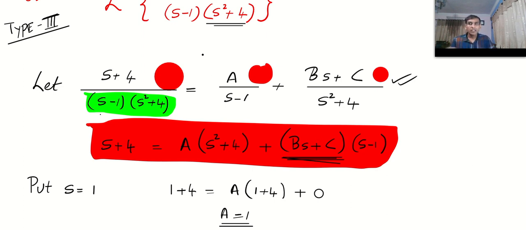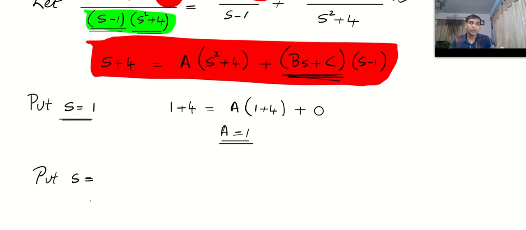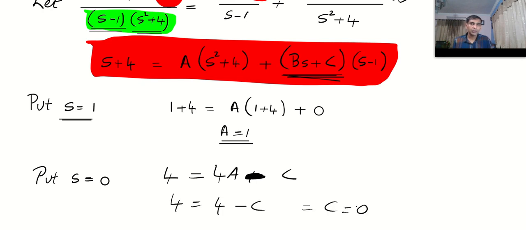Now there is only one good number here, that is s equal to 1, because the remaining will be complex. So I'm putting that cute number over here, s equal to 1, and I got one unknown. Now what will you do? You put random numbers like s equal to 0. If I put s equal to 0, I'll get 4 is equal to 4a plus, this will become c, right? C and minus 1, so 4a minus c. And I know the value of a, so I'll get 4 is equal to 4 minus c, or c is equal to 0. You can solve it once more.